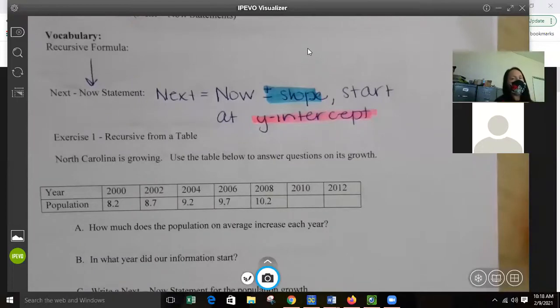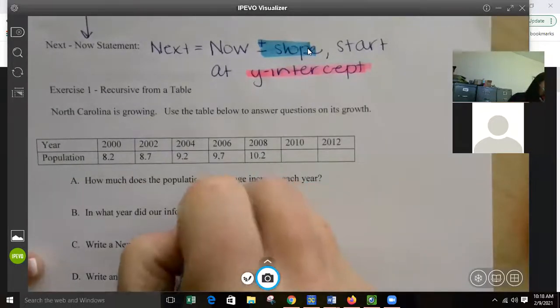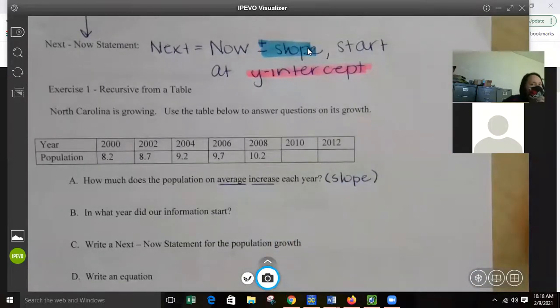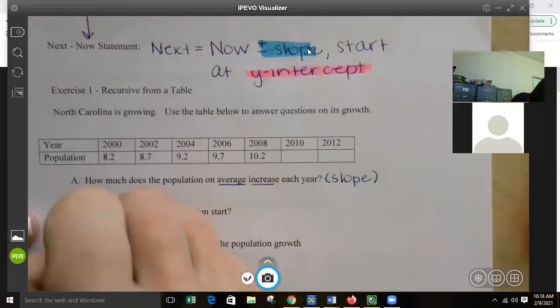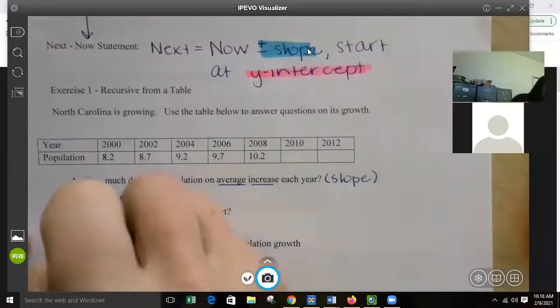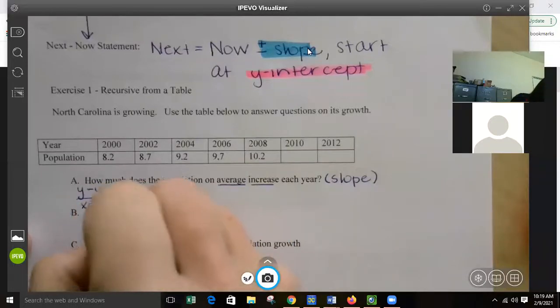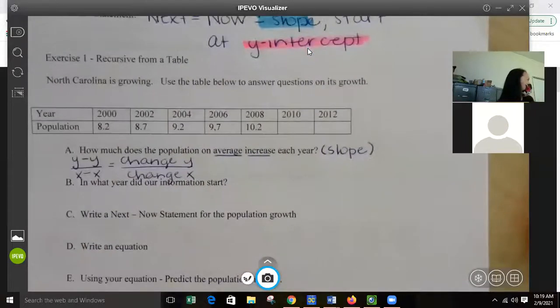All right, so look at your first table. It says, how much does the population on average increase, so we see the word average, so we're looking for the slope. You can pick two of these points, you don't have to do all of them. Remember, to find slope we do y minus y over x minus x, but if we're in a table, we're doing the change in y over the change in x. It's the exact same thing we did yesterday. So nothing new.